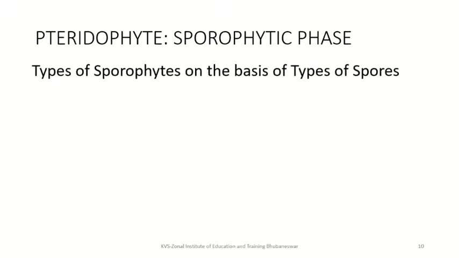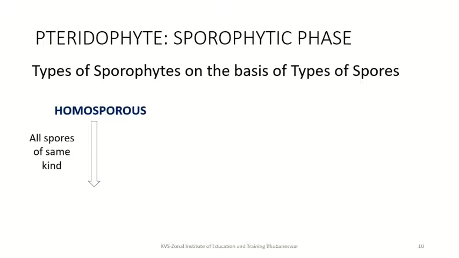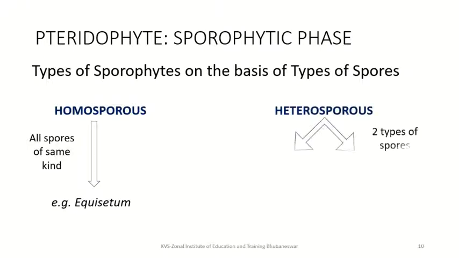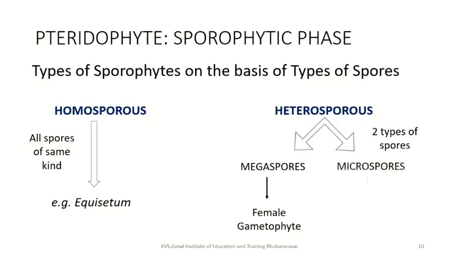The types of sporophytes on the basis of types of spores. The homosporous sporophytes are one in which all the spores are of same kind, example equisetum, and heterosporous when two types of spores are present, the megaspores or the spores which give rise to the female gametophyte, and the microspores or the spores which give rise to male gametophyte.